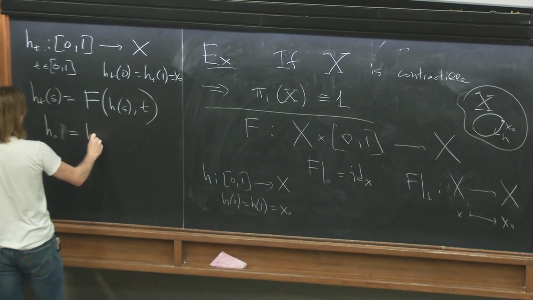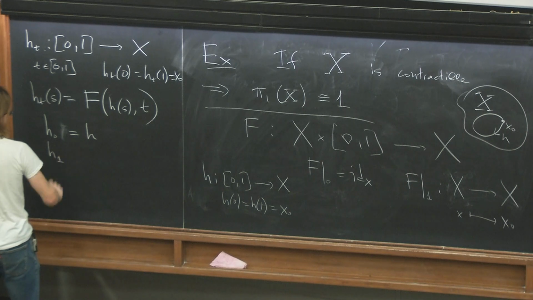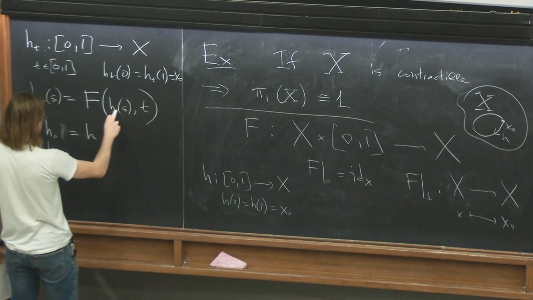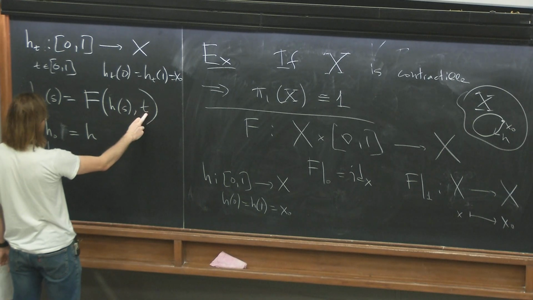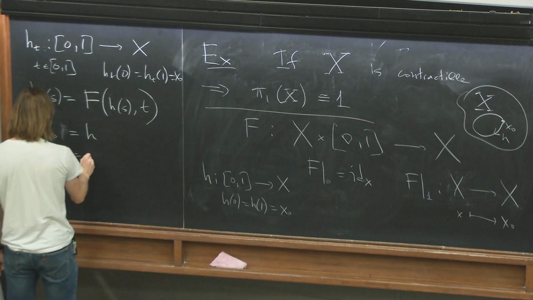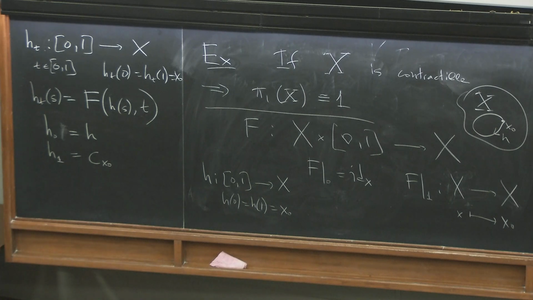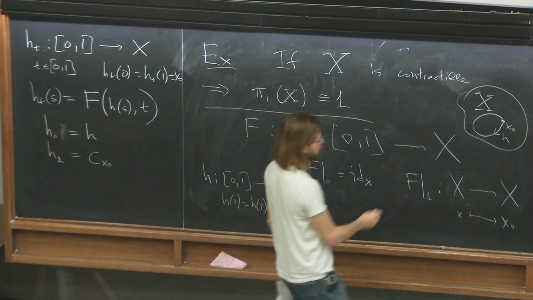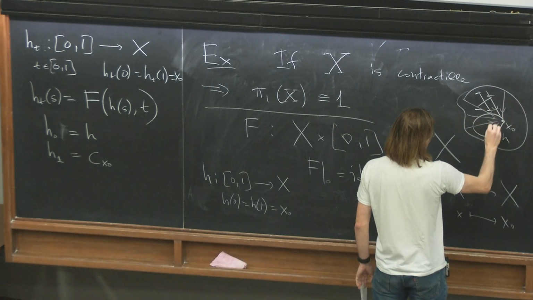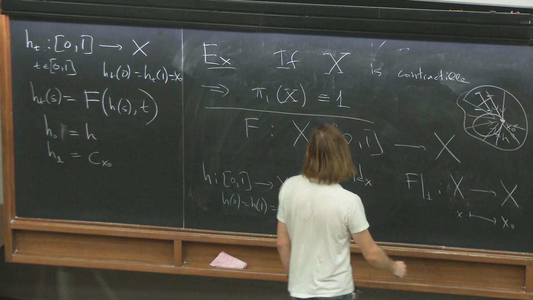is the same as our H, and H1, replace t to be 1. So for t equals 0, this is identity, and when t equals 1, this just maps everything to x0. So when t equals 1, this is a constant loop at x0. So our homotopy, which contracts everything to x0, also contracts this loop to a constant loop at x0.